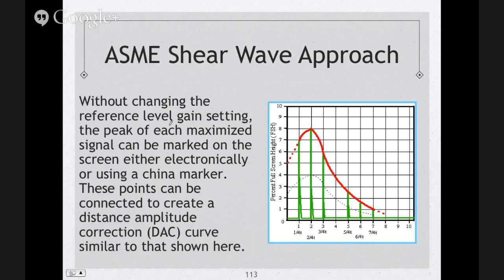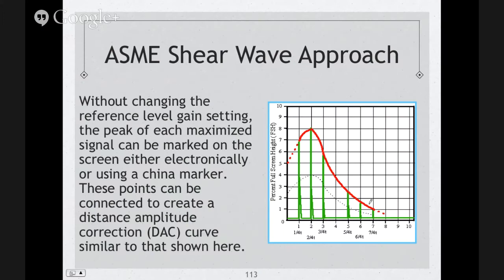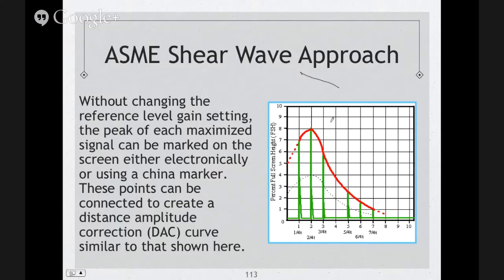It says, without changing the reference level gain setting, the peak of each maximized signal can be marked on the screen either electronically or using a china marker. These points can be connected to create a distance amplitude curve. And this is a DAC curve, if we're doing a shear wave. DAC, we did it with the longitudinal shooting down, using blocks.